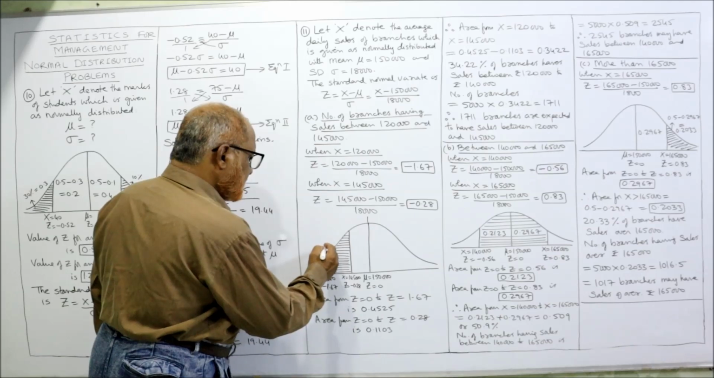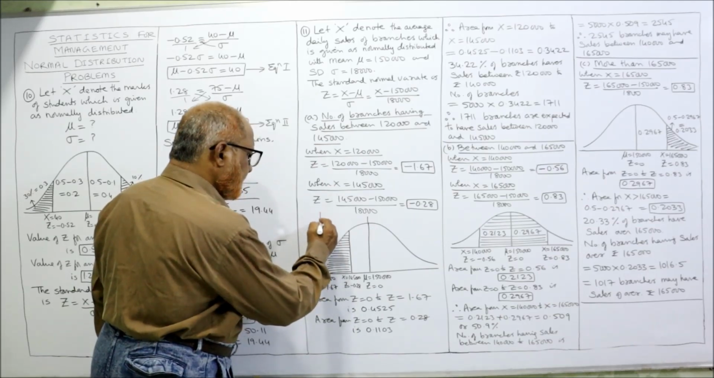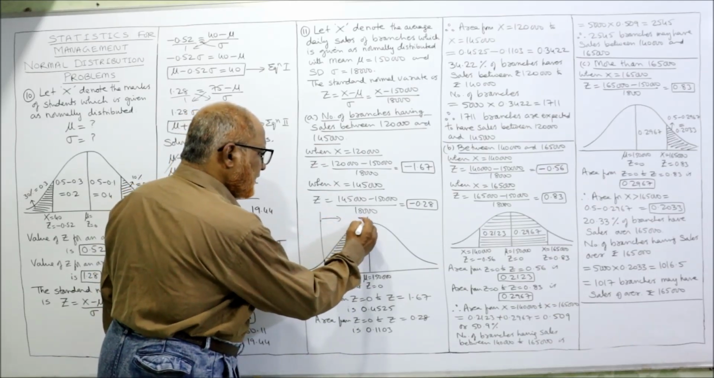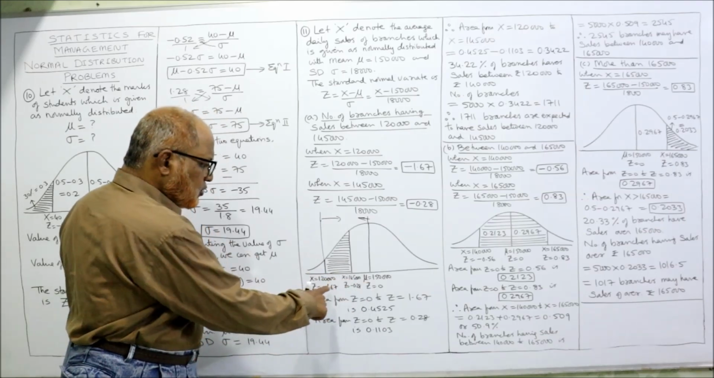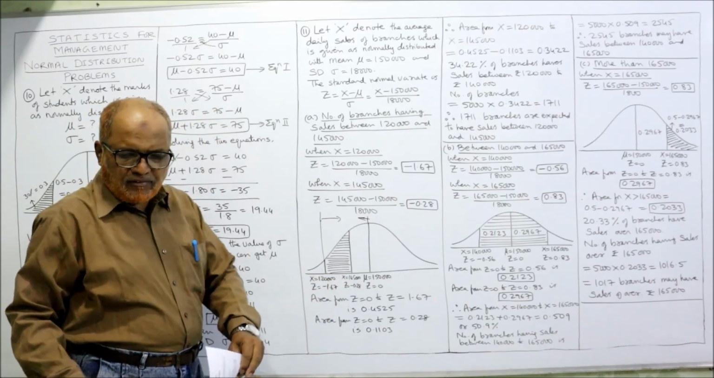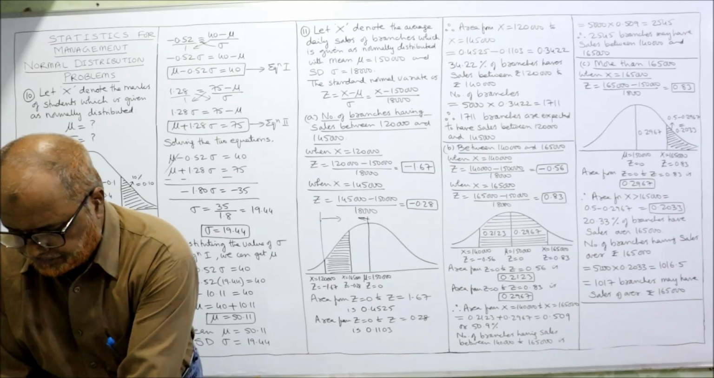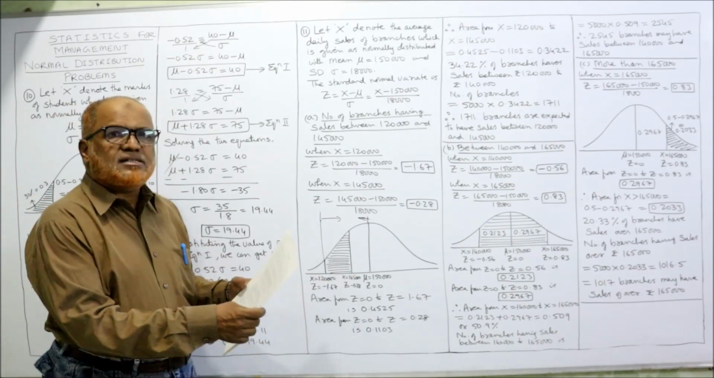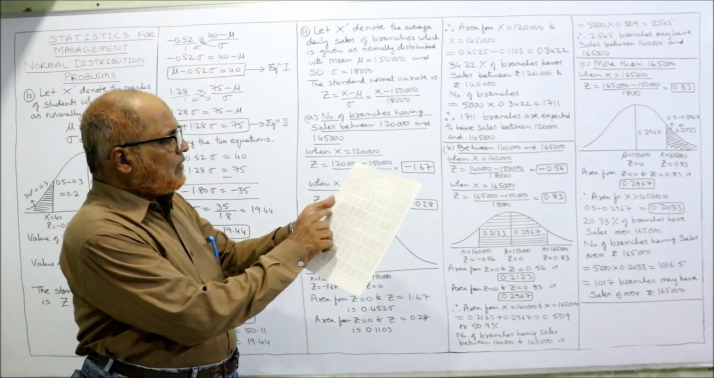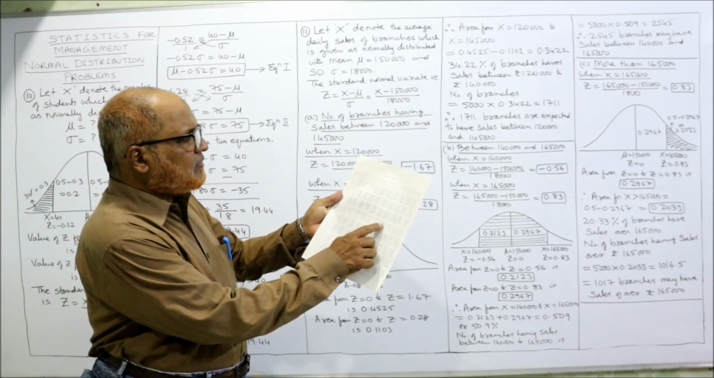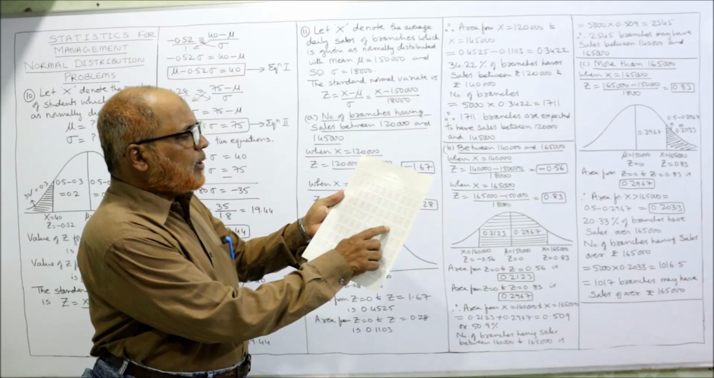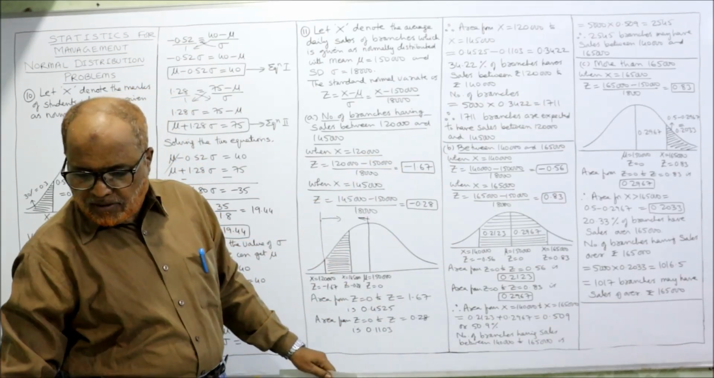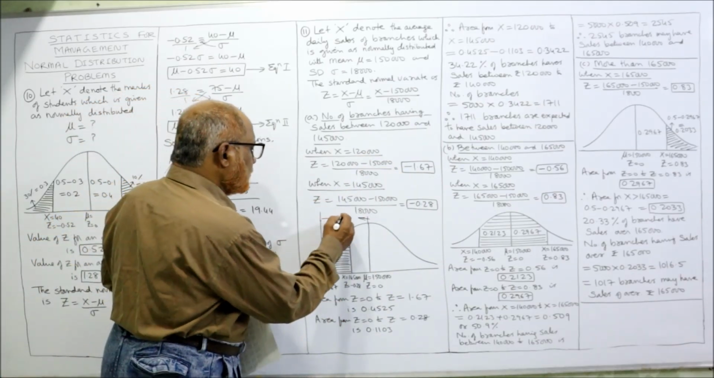From this to this, the complete area we get from 0 to 1.67. So if you refer to the area table, 1.6 under 7, you will get 0.4525. So here 0.4525.